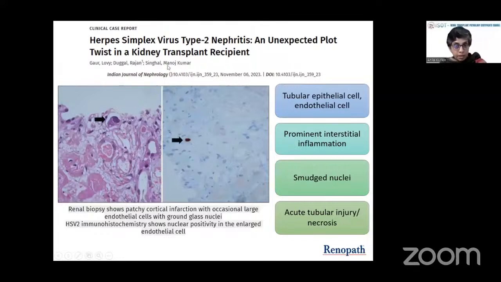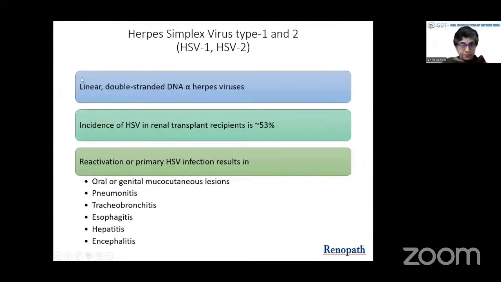Rajan Dugal's team, which here, it was a herpes simplex type 2 nephritis, where the biopsy showed a lot of necrosis and the endothelial cell showed this enlarged cell with a smudgy nucleus, and immunohistochemistry for HSV2 was positive. So whenever CMV is negative, BKV is negative, think of the possibility of a herpes simplex also causing these similar changes, and not just attribute it to regenerative changes, because there's a lot of necrosis and damage to the surrounding interstitium.